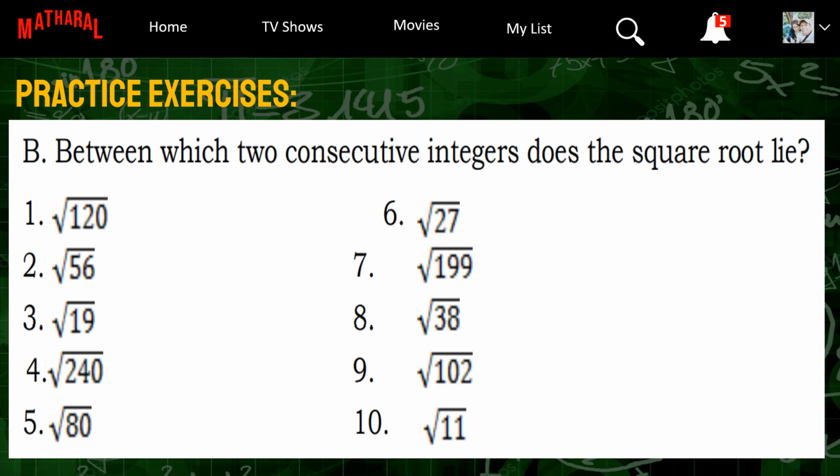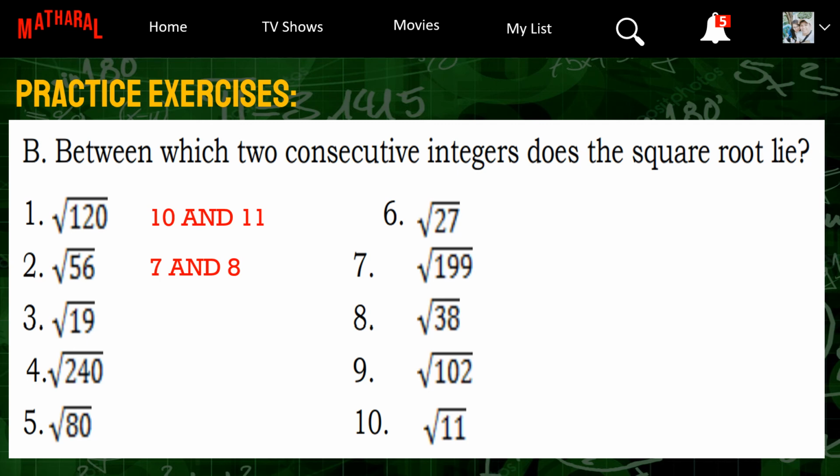For letter B, we're asked: between which two consecutive integers does the square root lie? For number 1, the square root of 120 is between 10 and 11. Why? Because 10 squared is 100 and 11 squared is 121. Very near. For number 2, the square root of 56 is between 7 and 8. Why? 7 squared is 49 and 8 squared is 64.